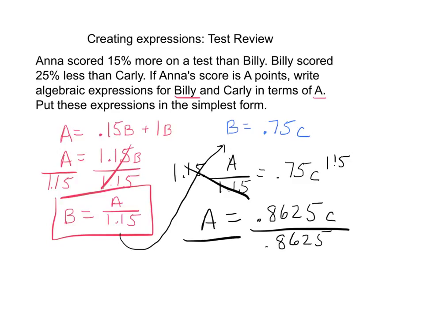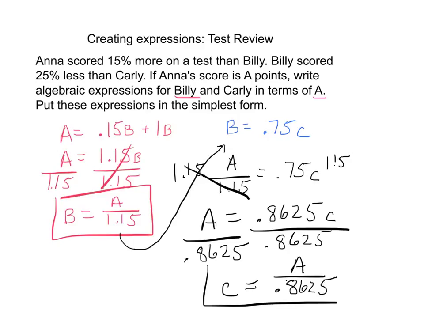Now, I didn't do it that way. So you end up with C equals A over 0.8625. So that means A is 86.25%? No, that just means that if you want Carly's score, we don't have anybody's score. But all I need now is if I have Anna's score, I can find Billy's and Carly's with one step. Just plug it in and figure it out.